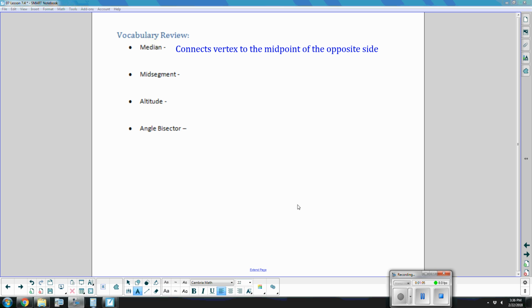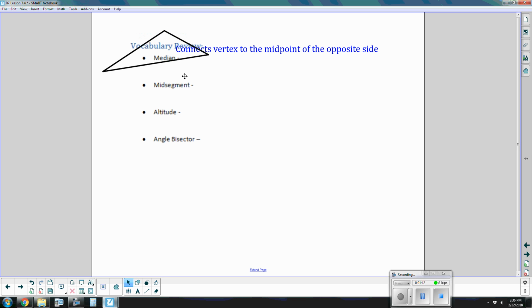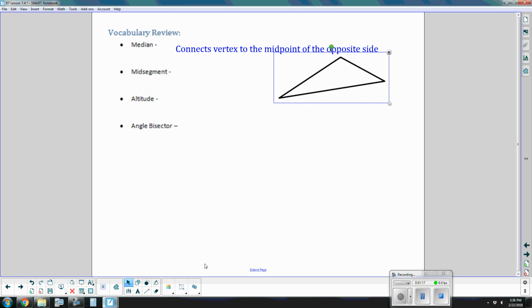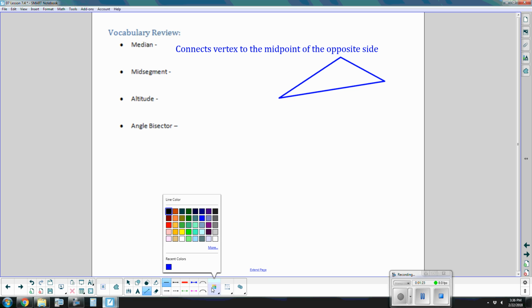So let's look at this triangle, for example. On this triangle, if we're looking for the median, our segment is going to go from any vertex to the opposite side. So if this is the vertex, and this is the median of the opposite side, that means that these two segments are congruent.